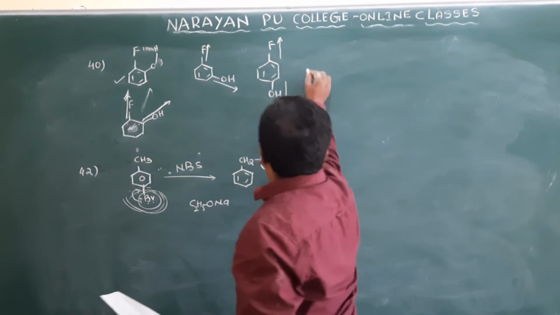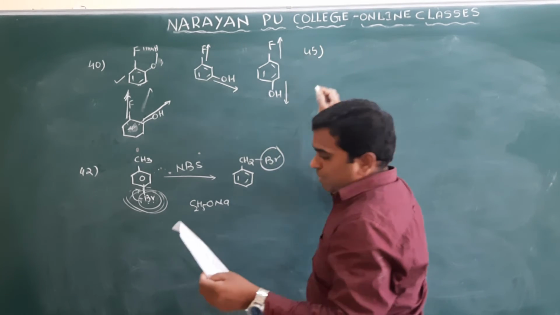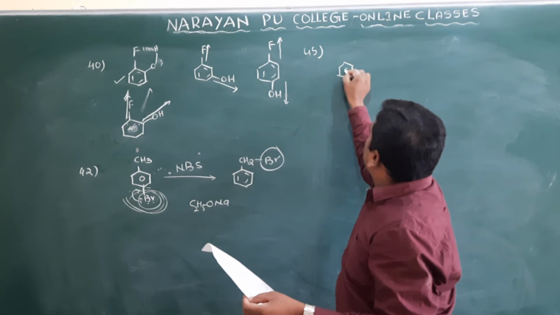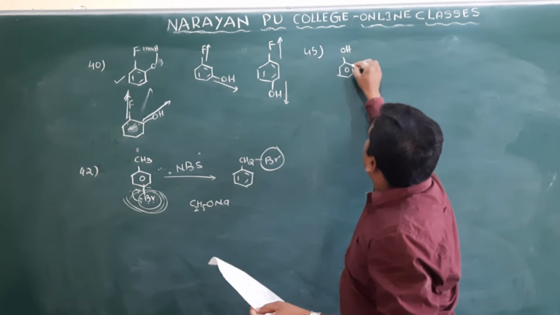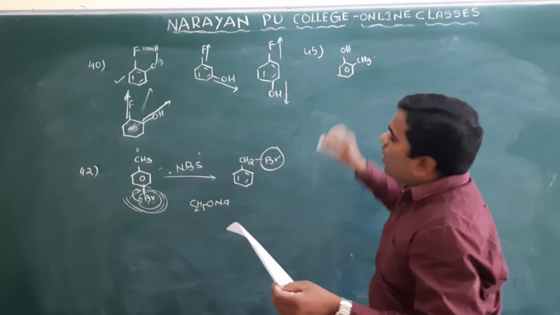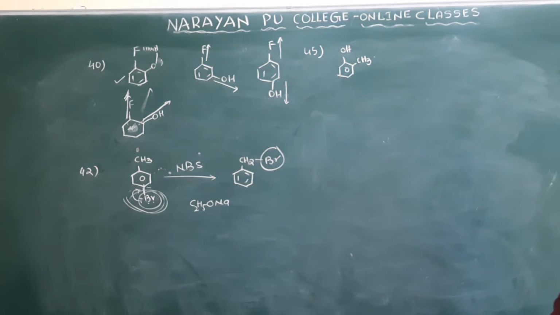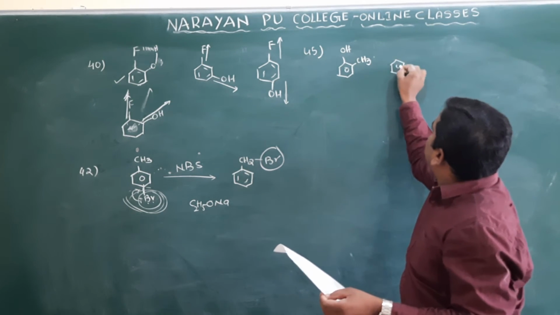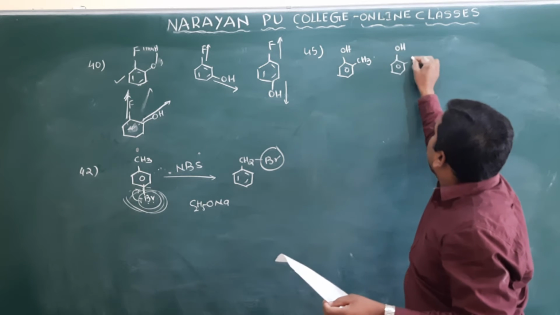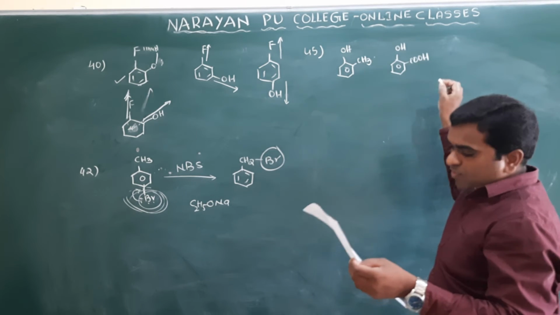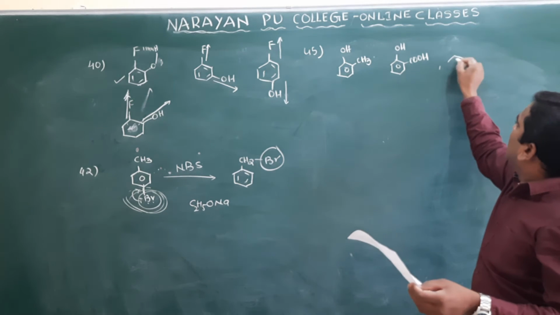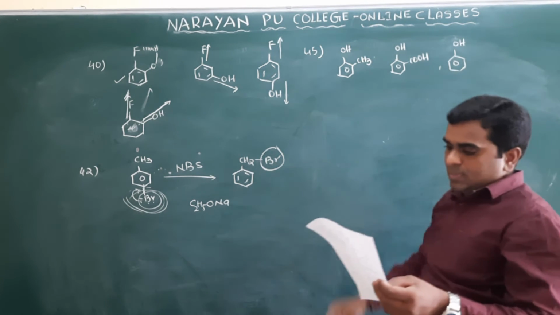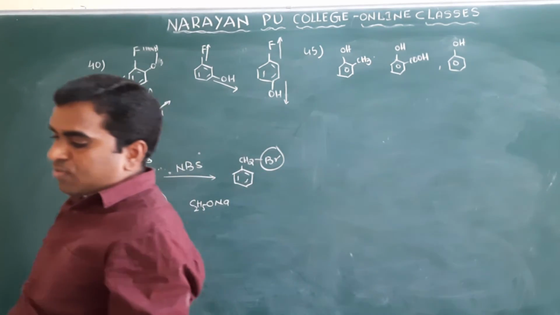Next one, 45. Question number 45. They have given cresol. Cresol means a CH3 and OH group present on the benzene, we will call it ortho-cresol. Salicylic acid, COOH, and the fourth one is phenol. Fourth one is what here? Phenol. Clear?